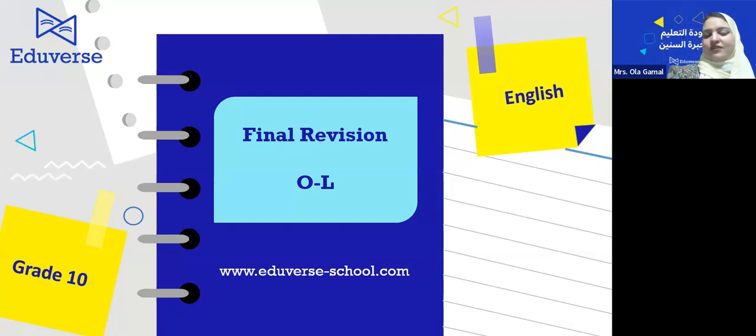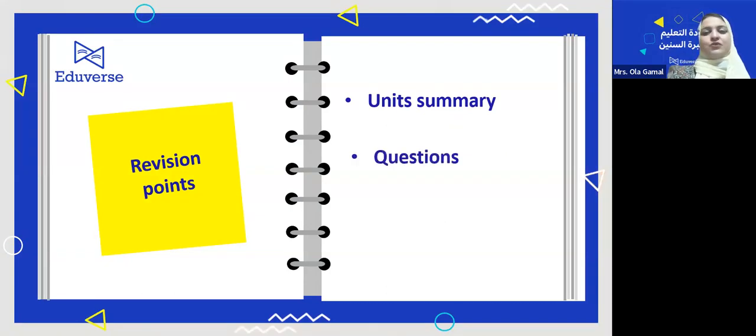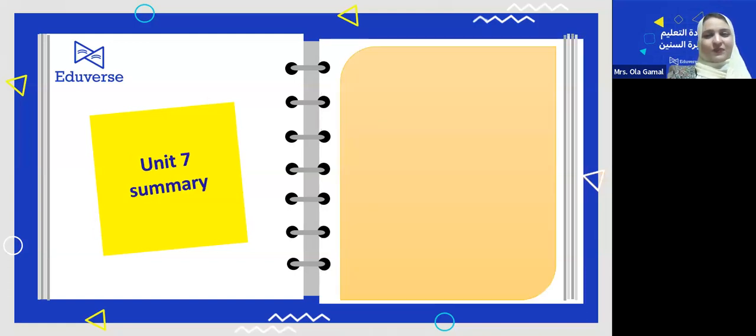We're going to have the final revision for O Level English, and we're going to start with the revision points. Here, we are going to have the unit summary and also a brief summary for the grammar lessons that you learned. And also, we're going to discuss together the most confusing questions that you had along the year. And we're also going to discuss some notes for the right answer, why this answer is right and why the others are wrong. Now let's start with unit 7.